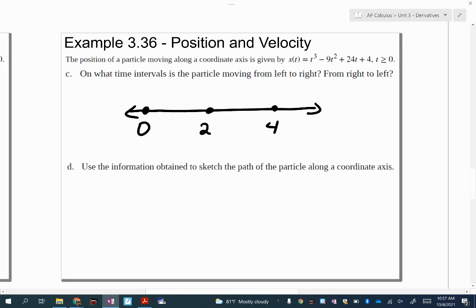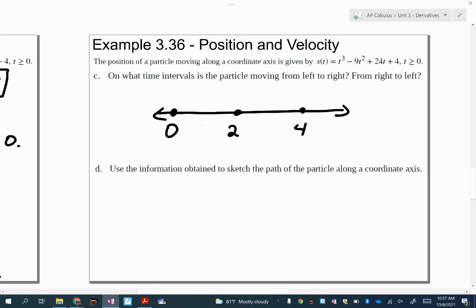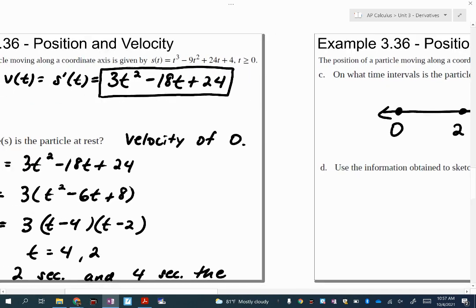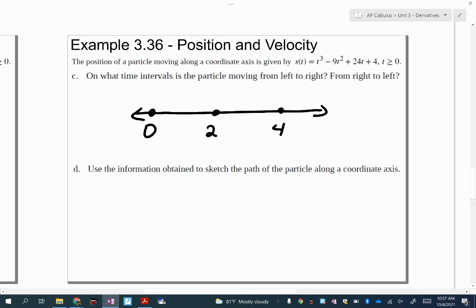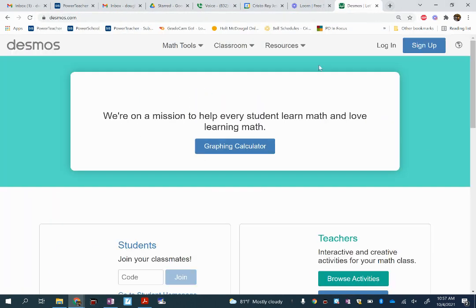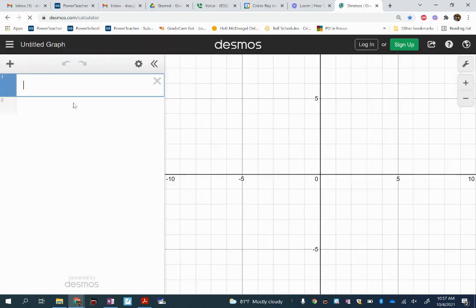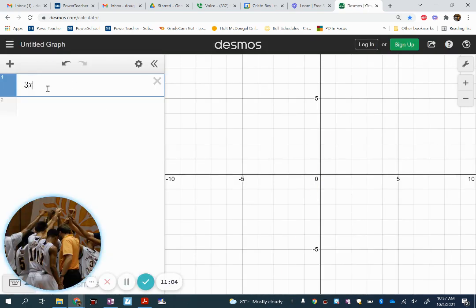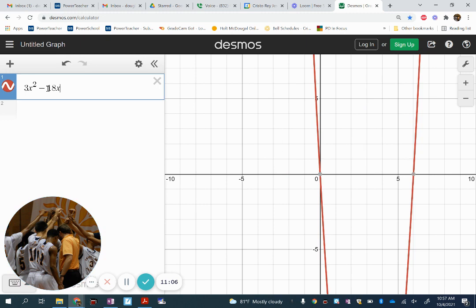You can also plug in numbers if you want. Plug in t equals 1. If you plug in a time of 1, you would find if it's positive or negative. Plug in time as 3, same idea, plugging it into your velocity function. But I'm going to go to Desmos and plot my velocity function, 3t squared minus 18t plus 24. So go to Desmos. 3x squared minus 18x plus 24.